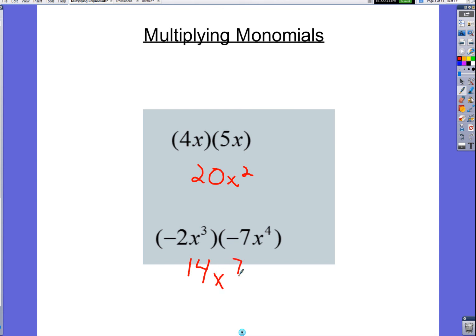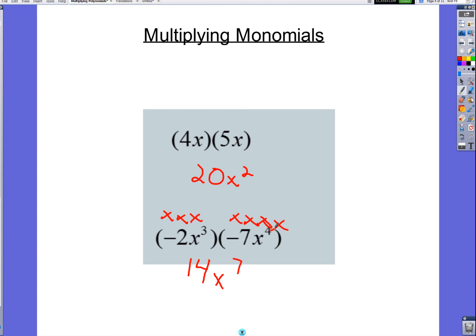But wait, Mr. Romero, I'm so confused. I don't get it. But like, why? Well, think of it this way. Remember, in algebra, you're going to multiply these right next to each other. Another way of saying x to the third is saying x, x, x. Another way of saying x to the fourth is x, x, x, x. How many x's do I have? 7x.